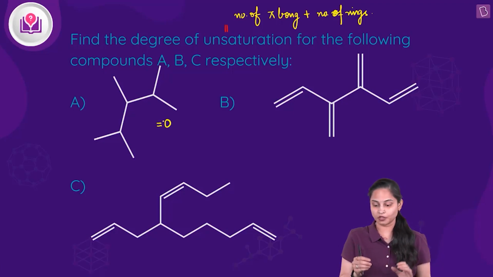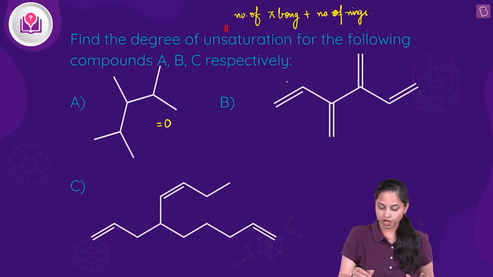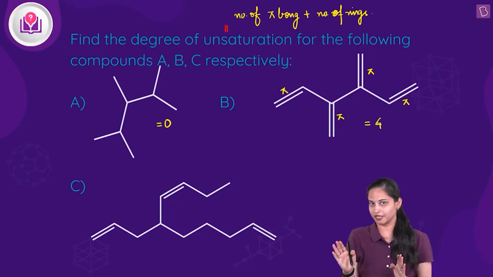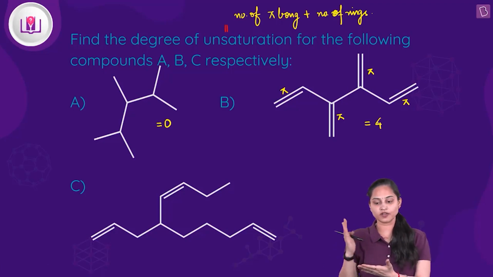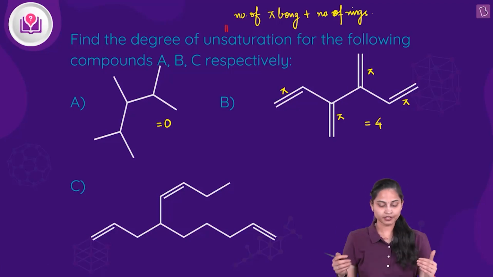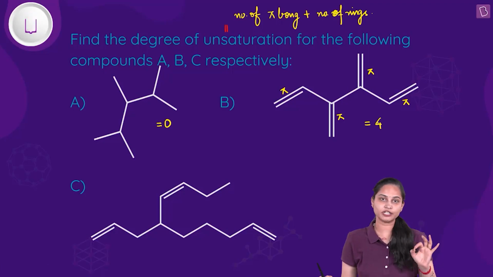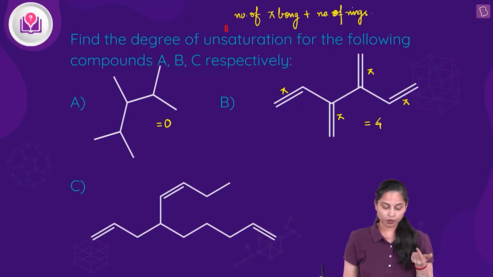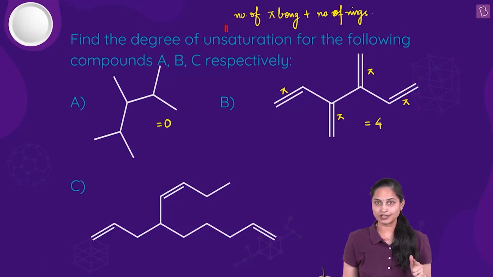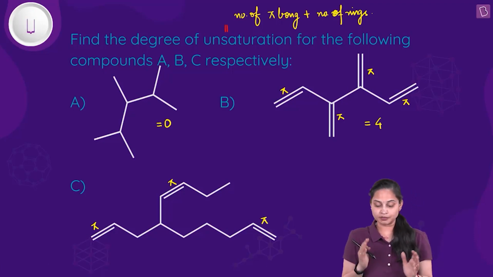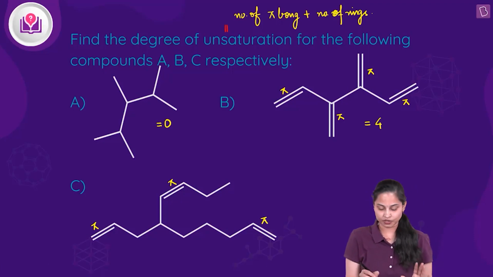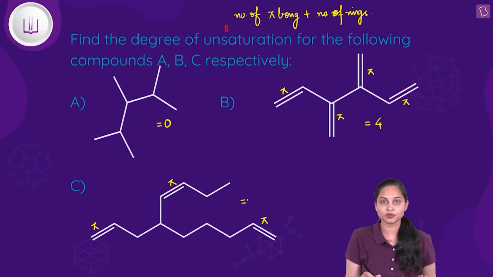If I talk about option number B, over here we do have pi bonds, double bonds. How many pi bonds? One, two, three, and four. So it has 4 degrees of unsaturation. And option number A has 0. Talking about option number C, it has one pi bond, the other pi bond, and the next pi bond, so it has 3 degrees of unsaturation.